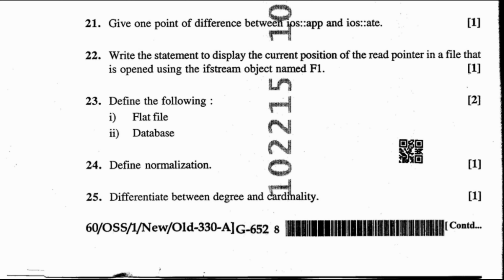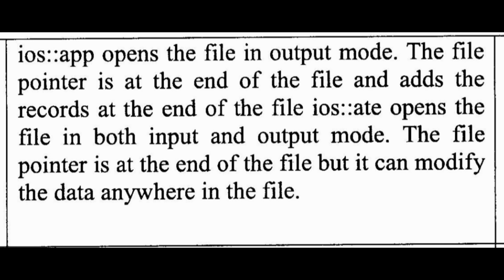Question 21. Give one point of difference between ios::app and ios::ate. Answer. ios::app opens the file in output mode. The file pointer is at the end of the file and adds the record at the end of the file. ios::ate opens the file in both input and output mode. The file pointer is at the end of the file, but it can modify the data anywhere in the file.